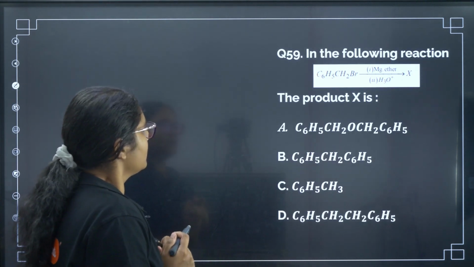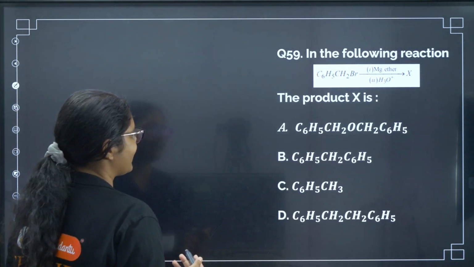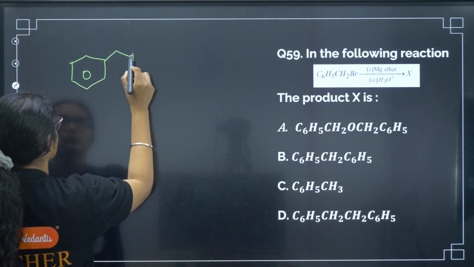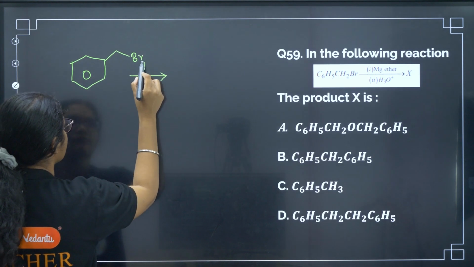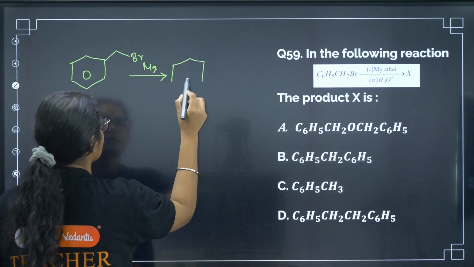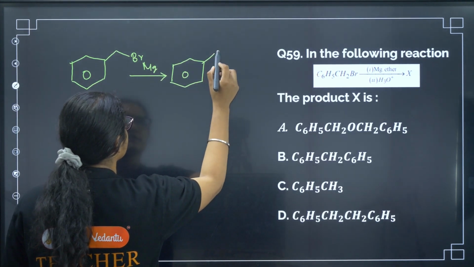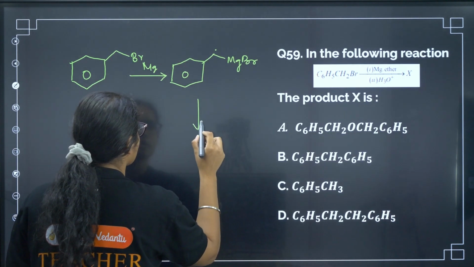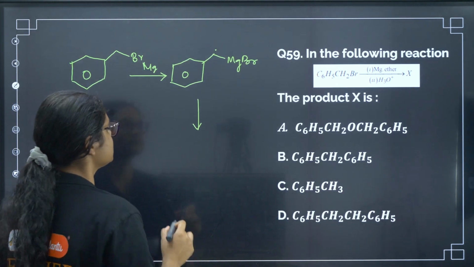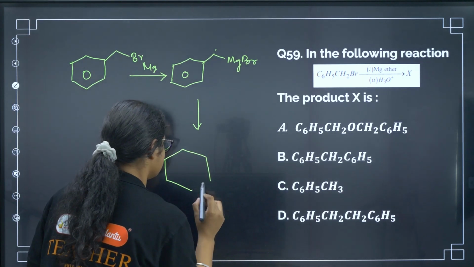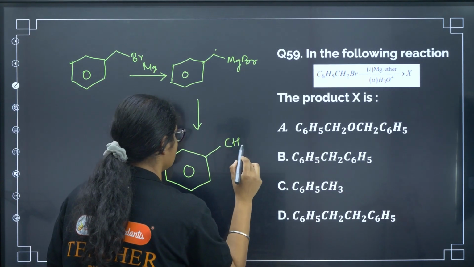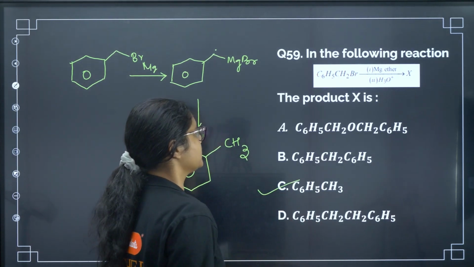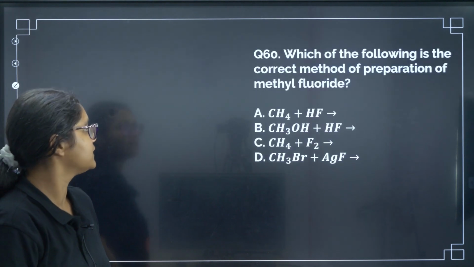Okay, next. In the following reaction, the product X is. So we have first C6H5CH2Br. Then when we have magnesium, we will get C6H5CH2MgBr. Then if we have hydrolysis, we will get C6H5CH3, the MgBr will be replaced with H, right? So we will get the correct answer as option number C. Now let us see the next question.